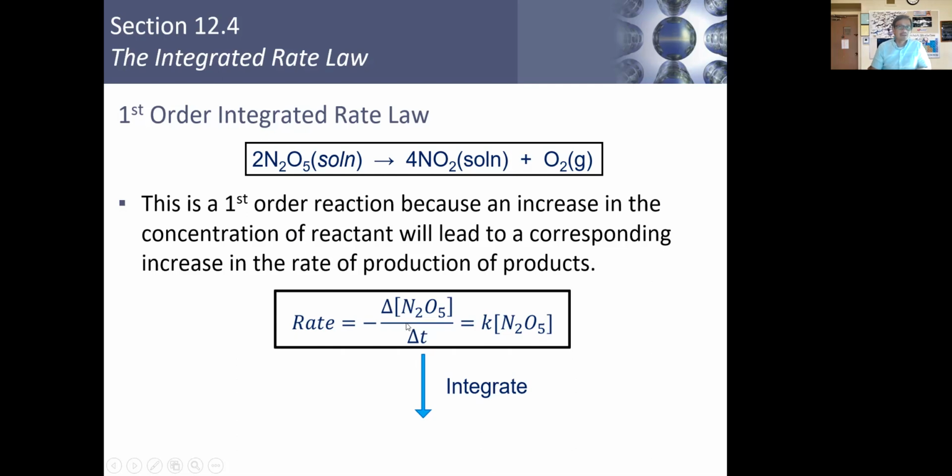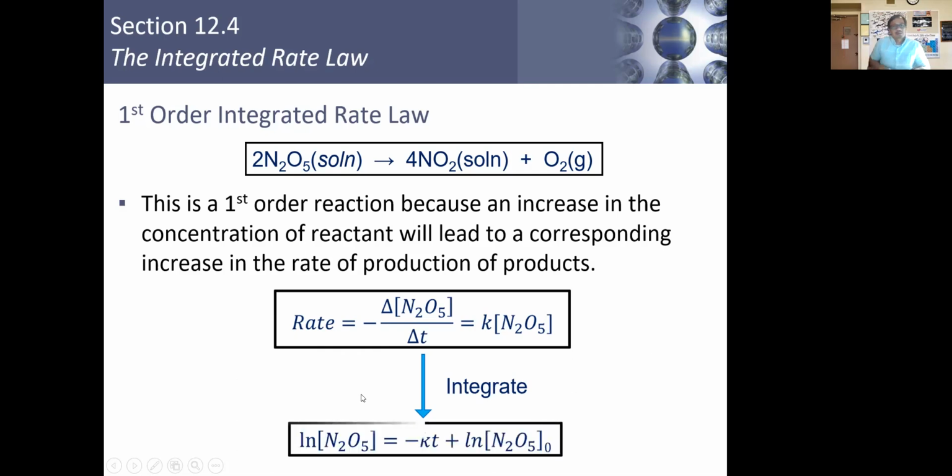This would be a first derivative. So you'd see d here instead of any other symbol. So you'd have the first derivative as it applies to time. That is the change in the concentration of dinitrogen pentoxide as a function of time. But anyway, with that said, if you integrate it that way, then you will get this particular equation right here.